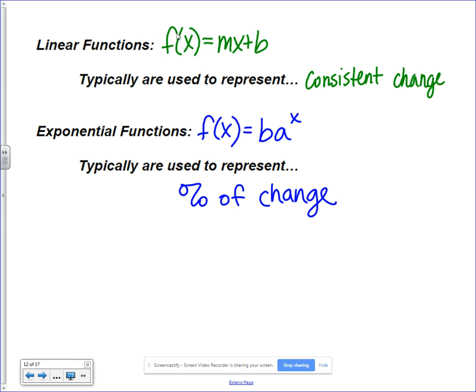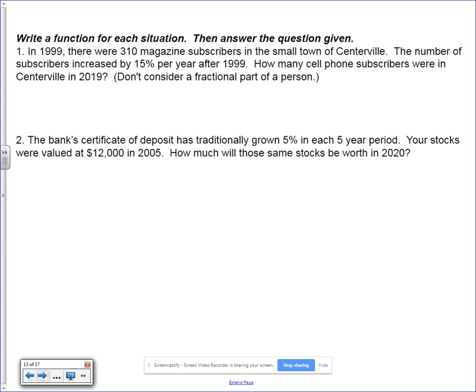We are basically doing exactly what we did yesterday. The first thing we're going to do is write a function, and then we're actually going to find the answer. Fair enough? Read number 1 down there to yourself. Same thing as yesterday: writing a function, then we're going to plug in a number. Do you have variables given to you? You do not, so we are always going to default back to f of x.